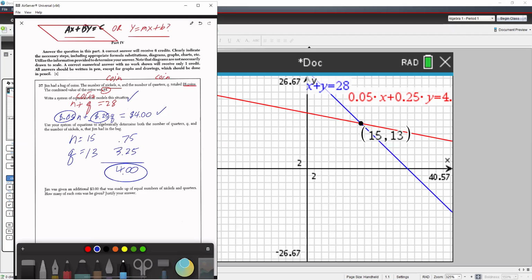Now, the second part. So if you were able to do this, they wanted you to do it algebraically. We did it graphically, so we're only going to get 1 point. For these two equations, we're going to get 2 points.